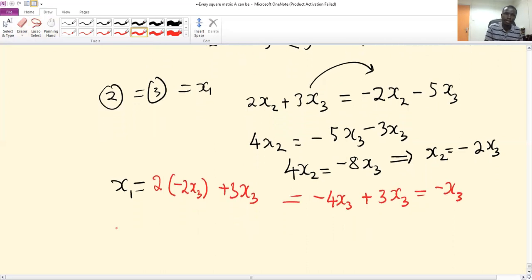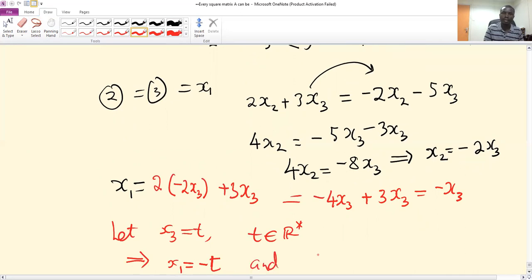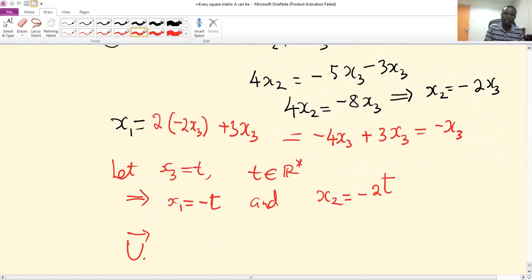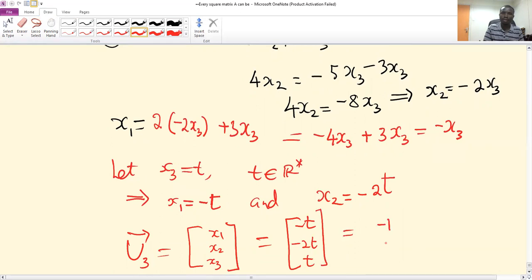And so when we let x3 be t, where t is any non-zero real number, this implies x1 will be minus t, because it is minus x3, and x2 would be given by minus 2t. So therefore the u3 vector will be x1, x2, x3, which will be given by x1, I put minus t, x2, I put minus 2t, x3, I put t, which will be minus 1, minus 2, 1, and then times t.